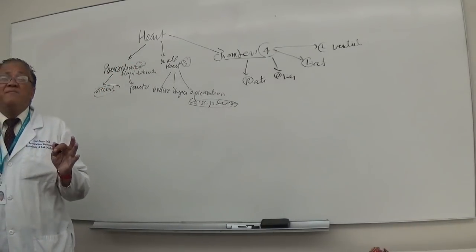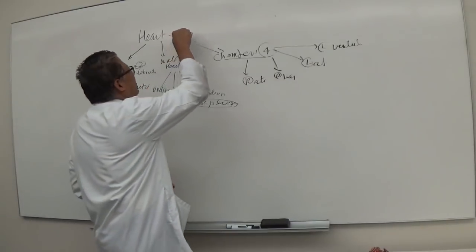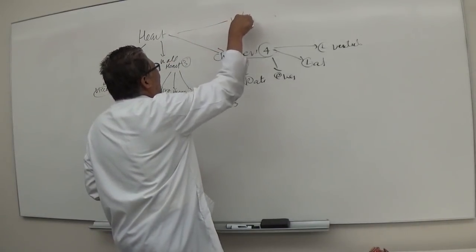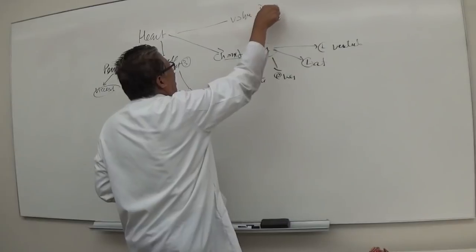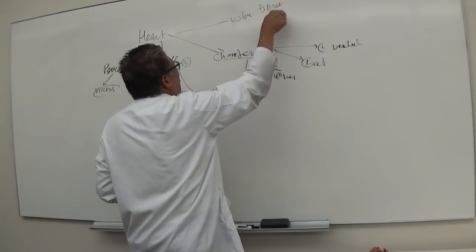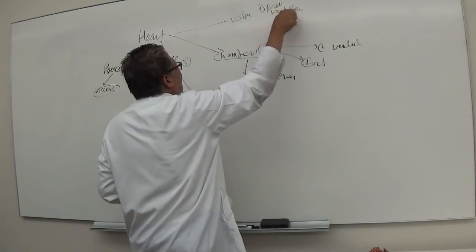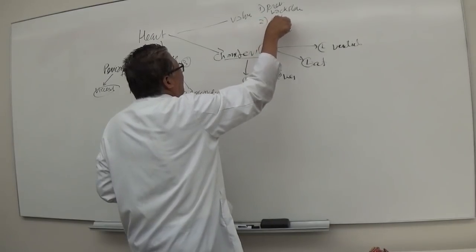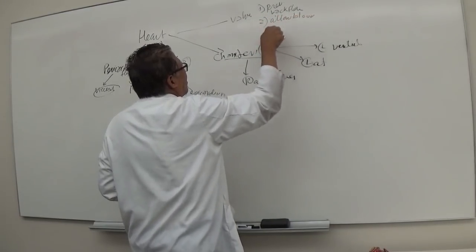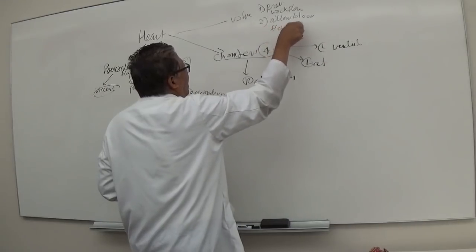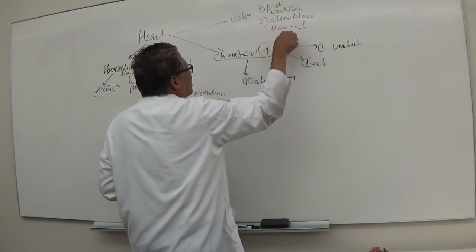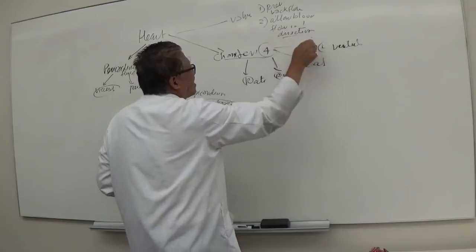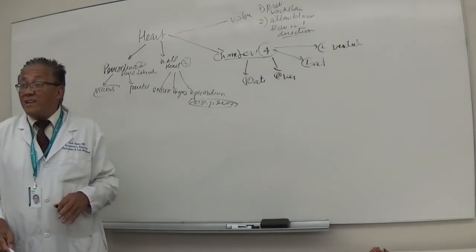Now let's deal with the valves of the heart. What does the valve do? Prevent what? Backflow, or what we call regurgitation. And then allow blood to flow in one what? In one direction.